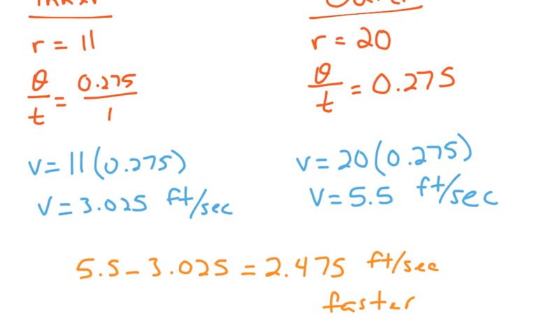So the total amount of distance covered, if we knew how long the ride was, let's say it was 10 seconds, then we'd be going 24 feet further if we were on the outside than the inside. If it was a 100-second ride, the outside rider would go 247 feet farther than the inside rider.